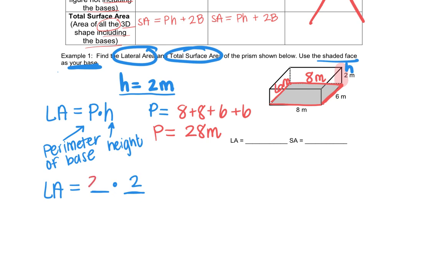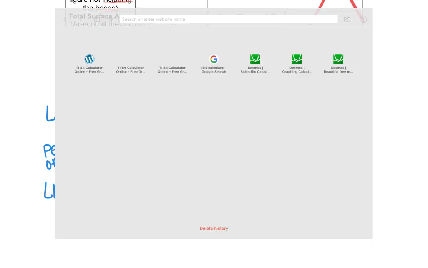I'm going to plug it in here for my formula. Now I can do 28. That's going to multiply by 2. All right, so I'm going to pull up my calculator, do 28 times 2.